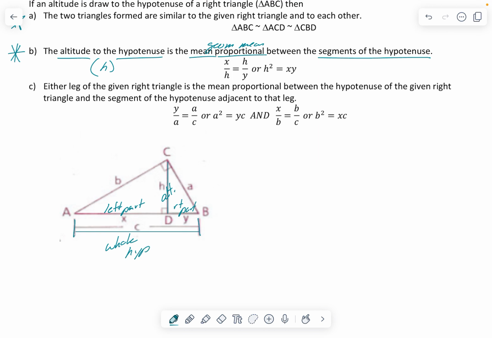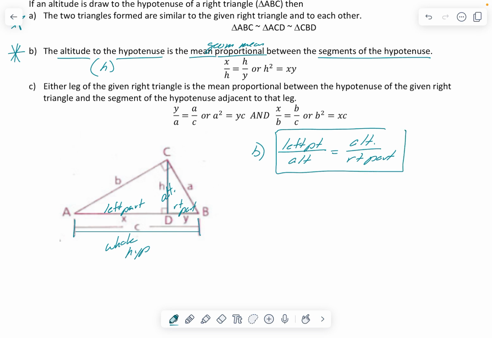And so what that means, and I'm going to put it in general terms, not with the X's and the H's and everything that we see here, is that the left part over the altitude is equal to the altitude over the right part. Okay, so that is one that we need to memorize. That altitude splits that hypotenuse into two pieces, and the altitude is the geometric mean between those two parts of the hypotenuse. So that is one important formula.